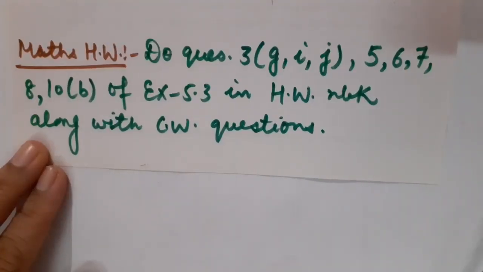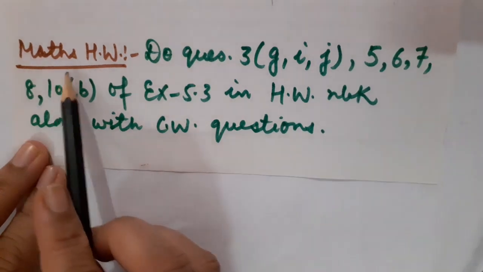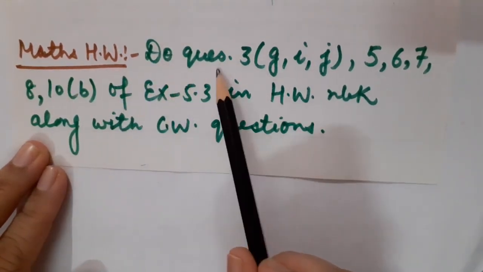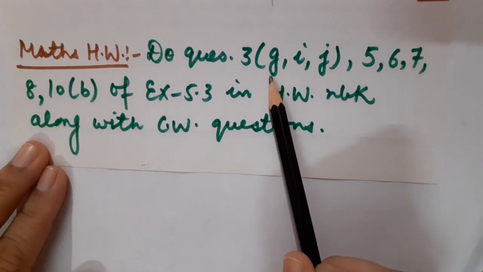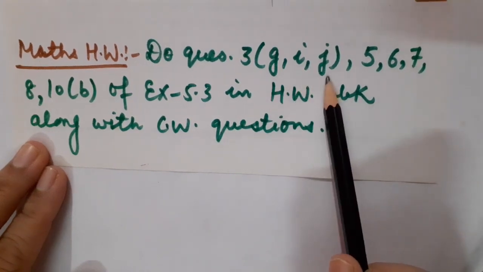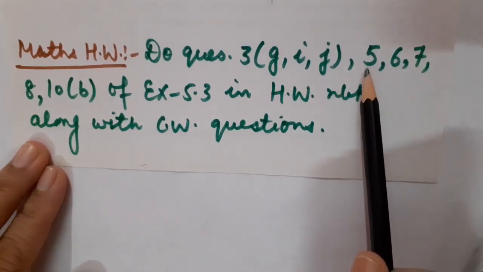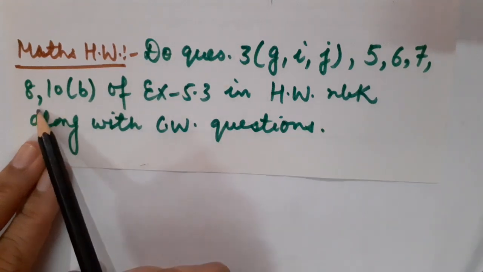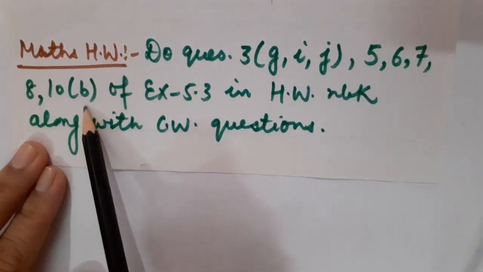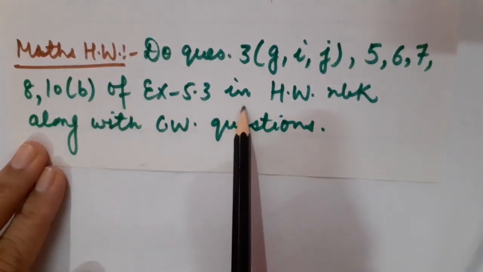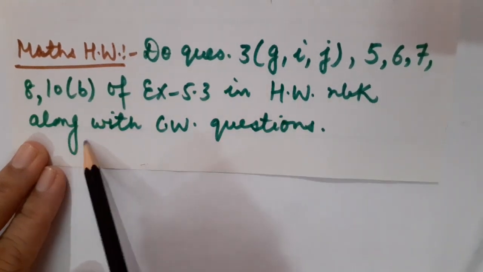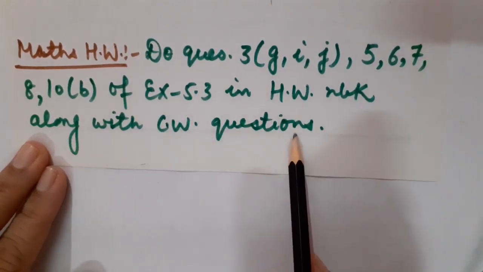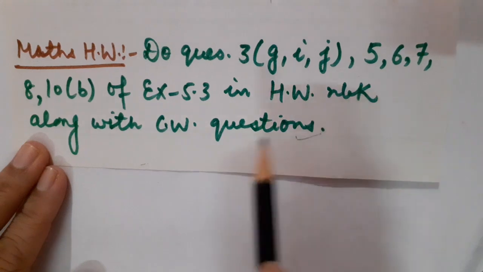Now children, this is the time to get your mathematics homework. Your maths homework is, you have to do question 3, G part, I part and J part. Question numbers 5, 6, 7, 8 and the 10th question B part of exercise 5.3 in the homework notebook along with the classwork questions. Fine, students? Clear?